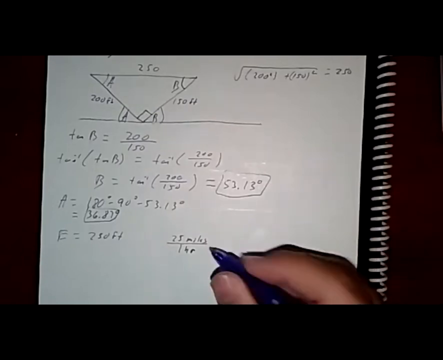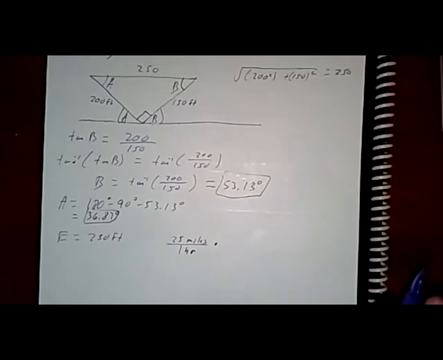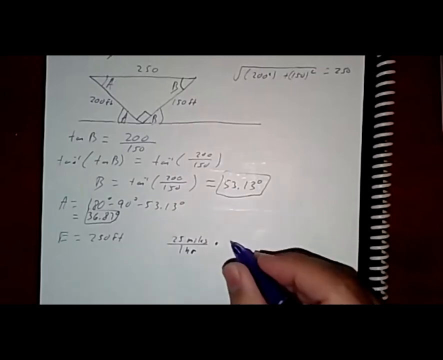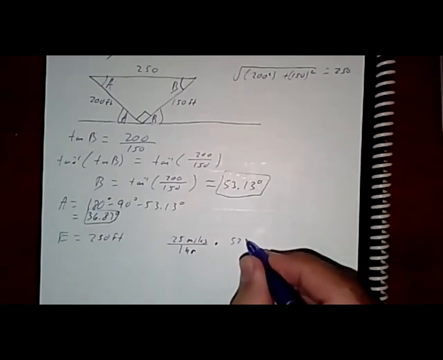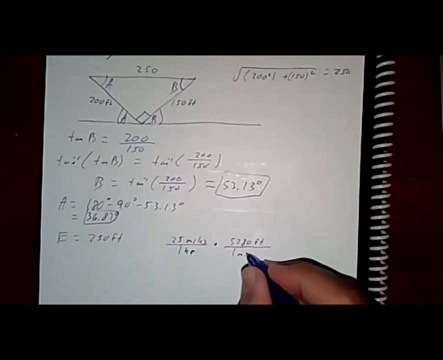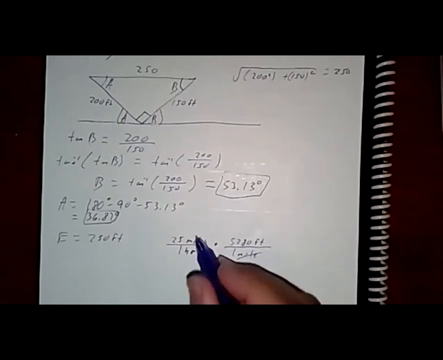Yeah, I don't think so. Let's just go ahead and convert it to feet per second. So we said 5,280, right? 5,280 feet per 1 mile. So I'm going to multiply this out, so that cancels the miles.